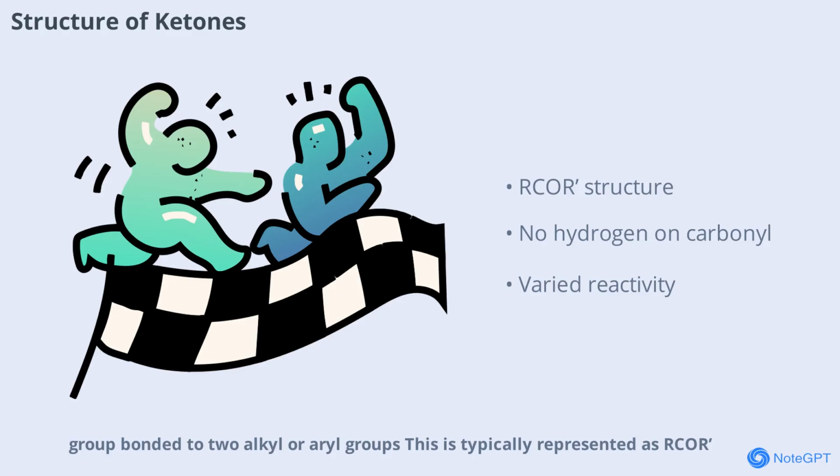The defining feature of ketones is the carbonyl group bonded to two alkyl or aryl groups. This is typically represented as RCOR', where R and R' are carbon-containing groups. The absence of a hydrogen atom attached to the carbonyl carbon distinguishes ketones from aldehydes. This structure affects their reactivity and the types of reactions they undergo, making ketones important in both biological and industrial contexts.